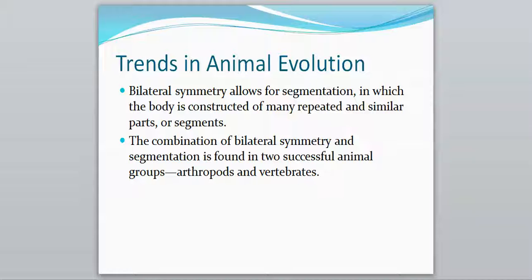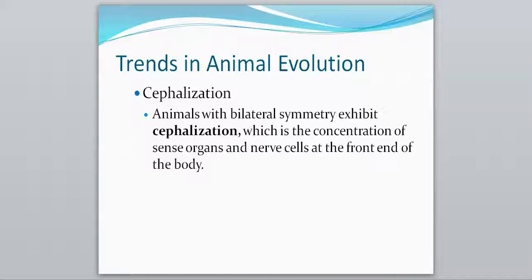Then bilateral symmetry also allows for segmentation, in which the body is constructed of many repeated and similar parts or segments. And the combination of bilateral symmetry and segmentation is found in two successful animal groups, arthropods and vertebrates. So arthropods are going to be our only invertebrates that have bilateral symmetry, and then all vertebrates will show bilateral symmetry. Arthropods, we'll get into those more, but those consist of things like insects, lobsters, crabs, things like that.